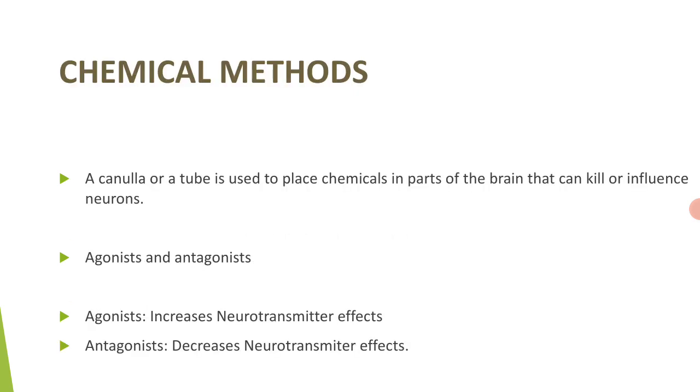Then come the chemical methods. In a chemical method, a cannula or a tube is used to place chemicals in parts of the brain that can kill or influence neurons, and chemicals are inserted. When we study chemical methods, we will come across two terms, agonists and antagonists. What are agonists? Agonists are those chemicals or drugs which increase neurotransmitter effects. And what are antagonists? Antagonists are those chemicals or drugs which decrease neurotransmitter effects.